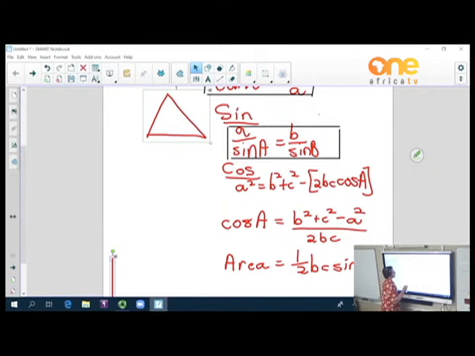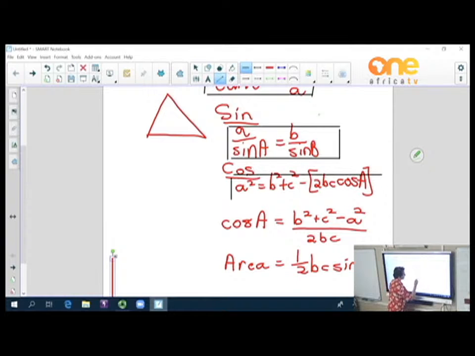The next one is the cosine rule. The cosine rule is to find the third side. You want to find the third side, and then it is b squared plus c squared minus 2bc cosine A. Again, the angle and that side correlate.